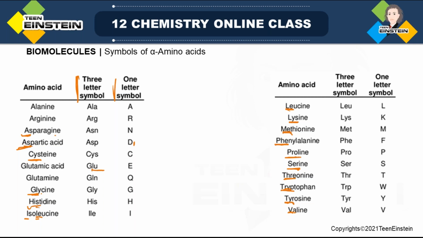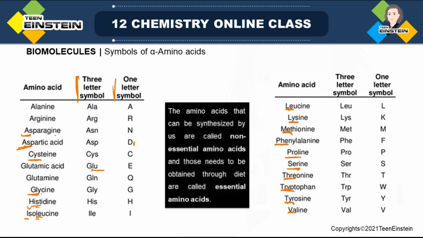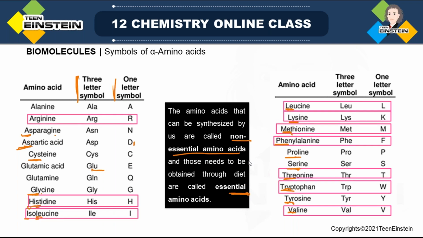But remember, among these 20 amino acids, some can be synthesized by us in vivo. So they are non-essential amino acids. But there are some amino acids that need to be obtained through diet because we cannot synthesize them. That is why it is very essential that we take them through diet. So they are called essential amino acids. Here the amino acids highlighted with the pink box are the essential amino acids. Fine. 10 essential amino acids are there out of 20.